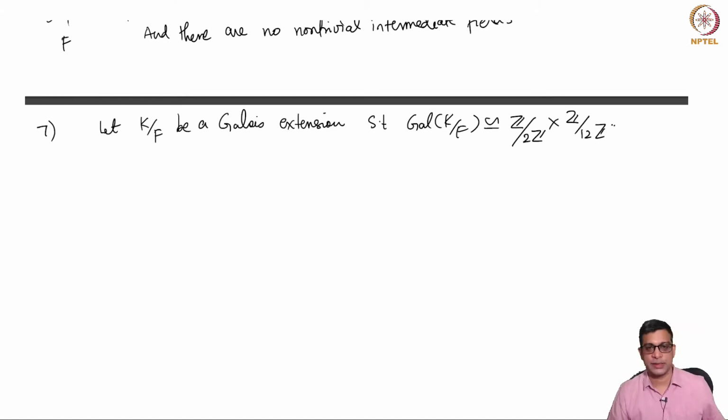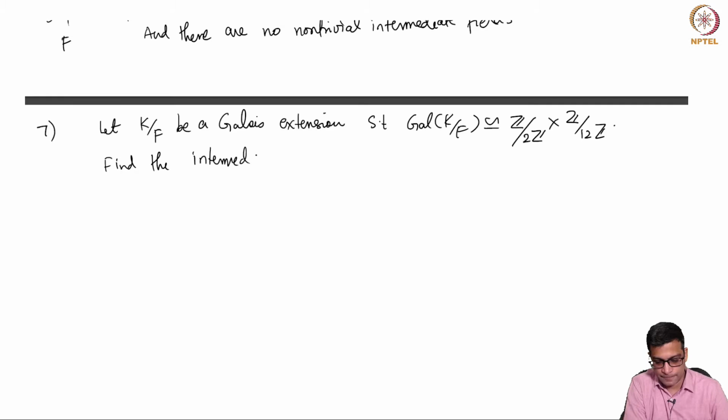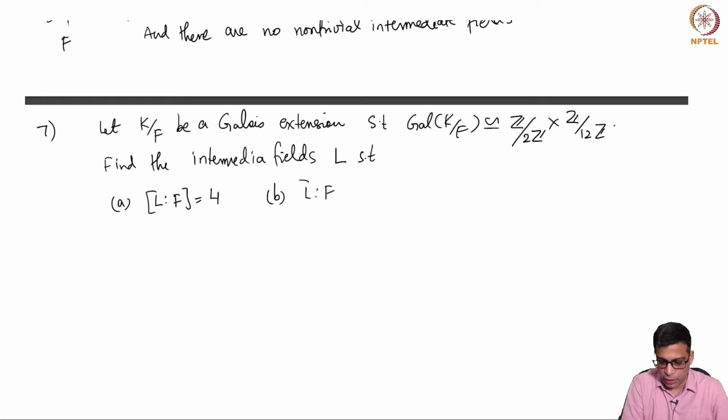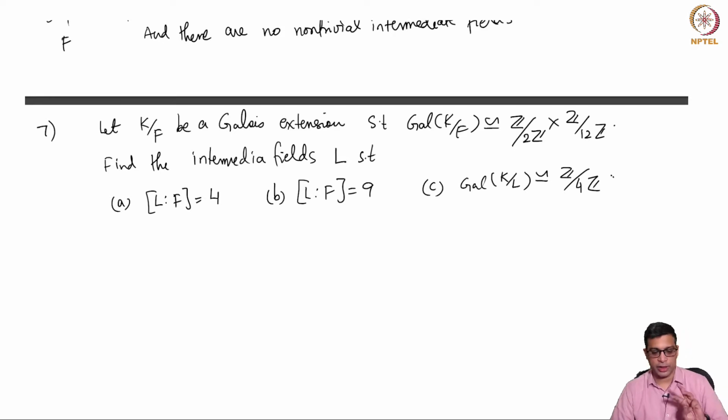Okay, so this is a problem which gives you an idea of how to apply group theory to derive information about the fields that we are working with. So the problem asks you to find the intermediate fields L such that they have 3 properties. (a) [L : F] is 4, (b) [L : F] is 9, and finally (c) the Galois group of K over L is isomorphic to Z mod 4Z. Okay, there are 3 parts to this problem.